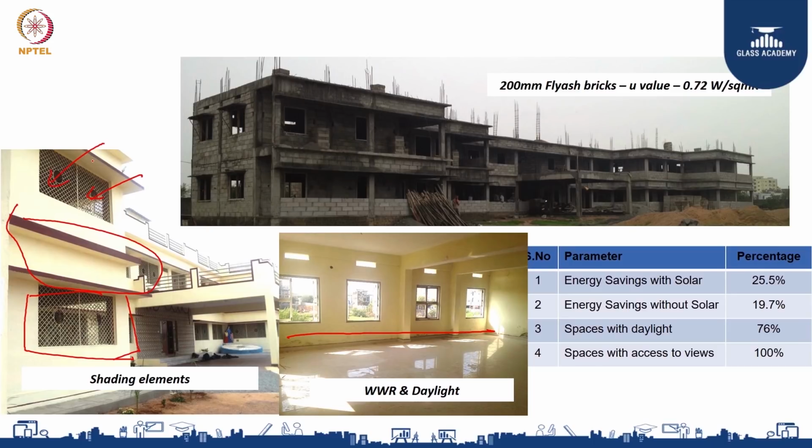So, this is what we had achieved by the envelope design, only by basic planning, orientation, form and usage of fly ash bricks. We could achieve a temperature differential of 3 to 4 degrees between the outside and the inside, and this is a LEED Silver certified building.